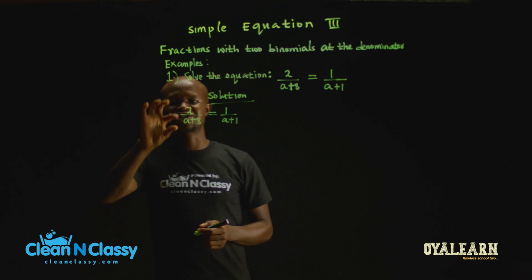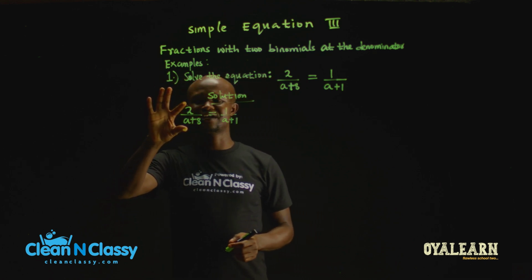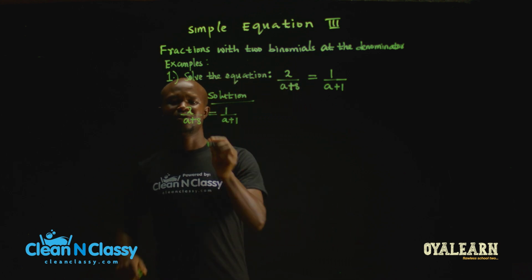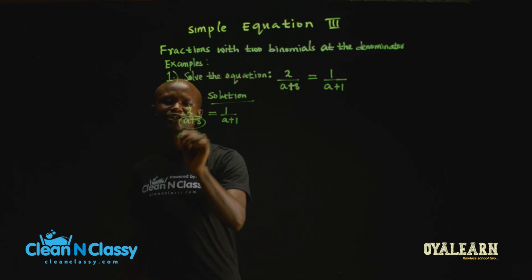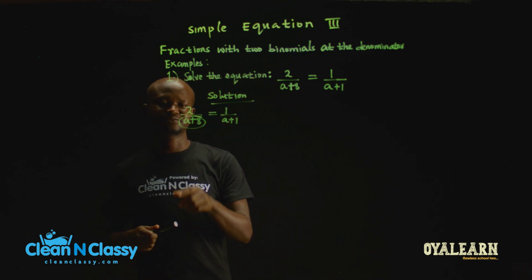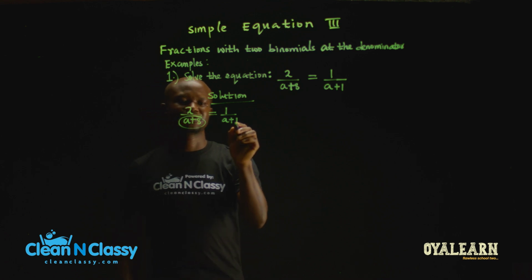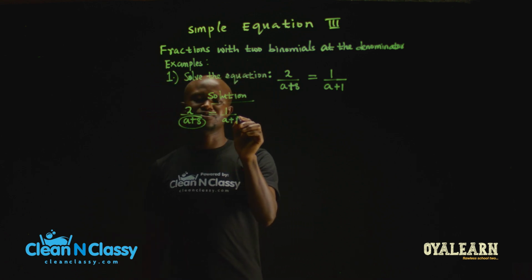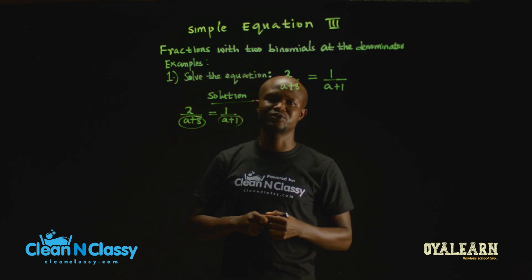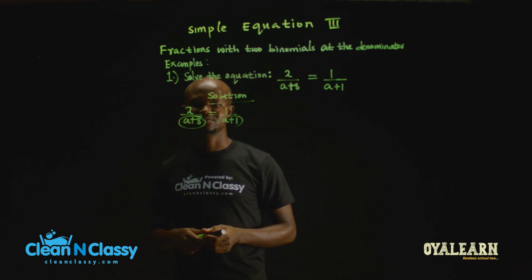2 divided by a plus 8 equals 1 divided by a plus 1. Now, this is an algebraic fraction, and this is another algebraic fraction. Looking at the left-hand side, the denominator of this algebraic fraction is a binomial expression. Looking at the right-hand side also, the denominator of this algebraic fraction is also a binomial expression.